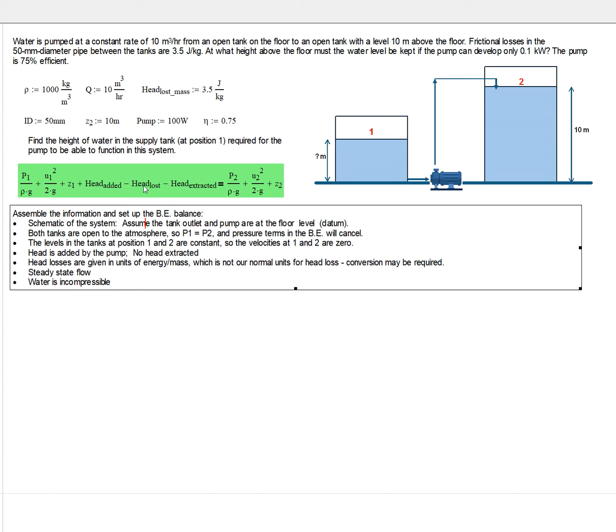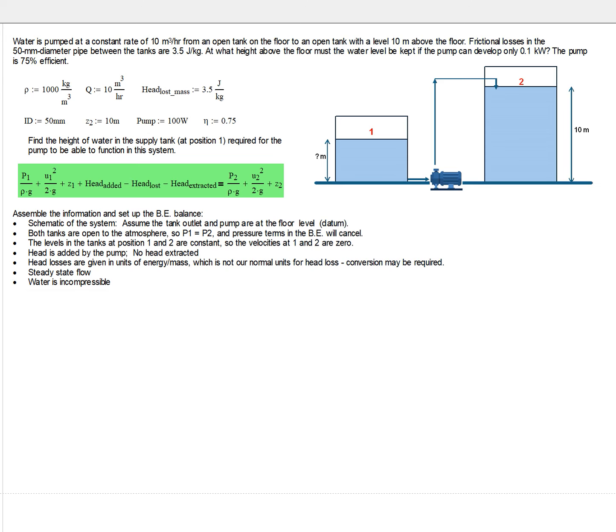It's written on an energy per weight or head basis. So what we're going to have to do is take this head loss term and convert that to energy per weight. And of course, we've got steady state flow. I should have mentioned this at the beginning, and the water is incompressible. So once we make these simplifying assumptions to the Bernoulli equation, you get a relatively simple equation out of it.